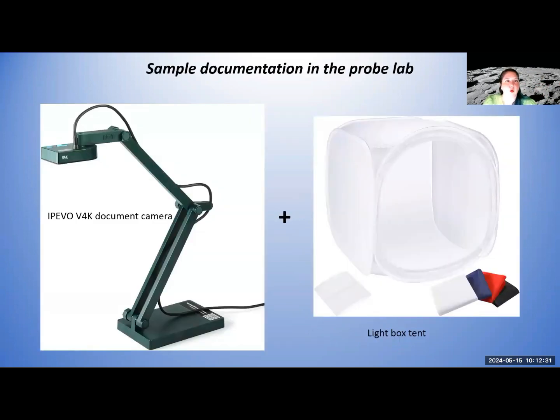Okay, a short insight into how sample documentation happens in my lab. I have a document camera. I really like this EPMA one, but you can use any other one. It's kind of cheapish, like $100. And depending how the lighting situation is in the lab, I combine it with one of these light box tents that people use to photograph merch or something. But it works as a nice diffuser and reduces glare.